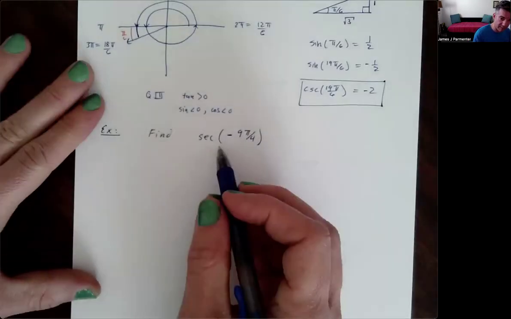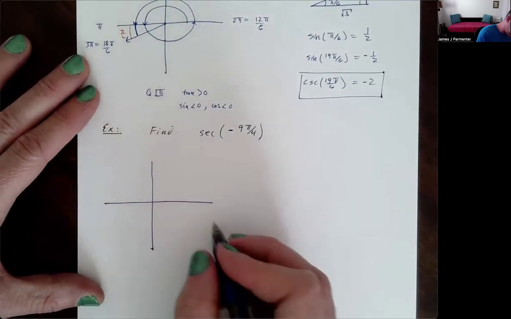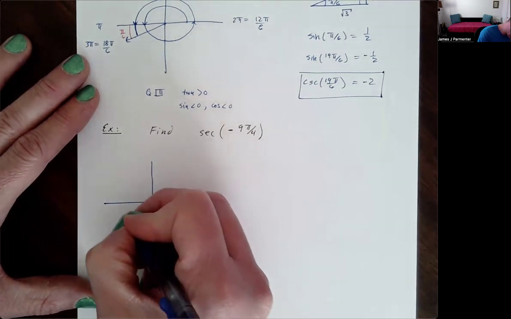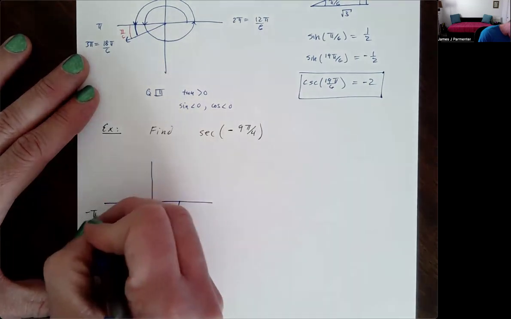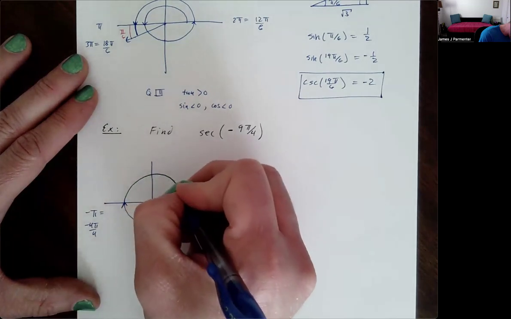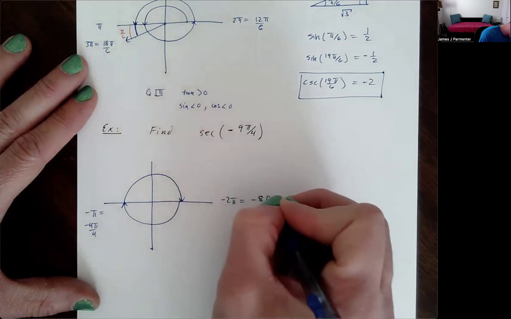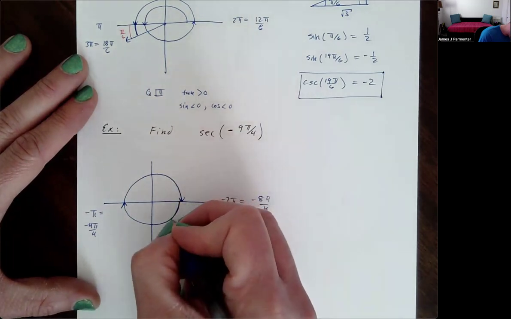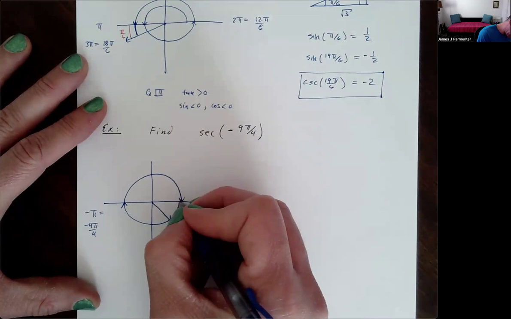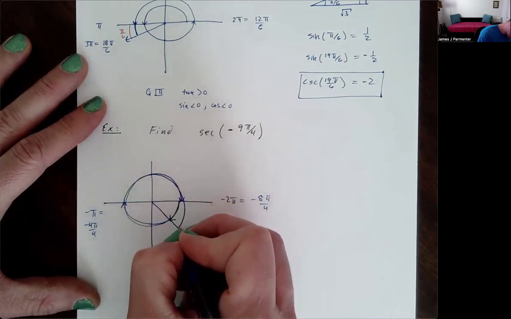Same deal over here. Let's find secant of negative 9 pi over 4. First and foremost, let's find the reference angle and the quadrant. So negative 9 pi over 4. Here's negative pi over 2, negative pi. Negative pi is negative 4 pi over 4. Go another full half, and that's going to be negative 2 pi, which is negative 8 pi over 4. I'm going to go one more pi over 4, which is 45 degrees, to get that angle right there. Here's my negative 9 pi over 4.